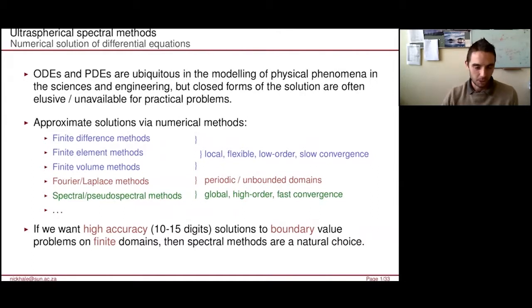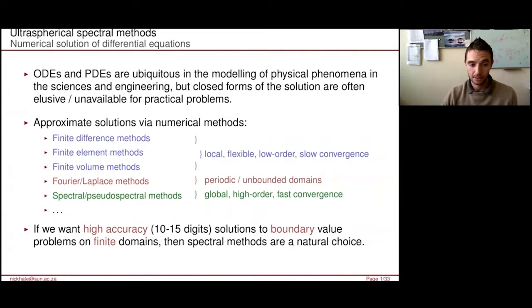So typically they're local methods. That typically means that we end up with sparse matrices when we end up doing these discretizations. They're very flexible. So if you want to try and do these in higher dimensions in multiple geometry, in complicated geometries, that's reasonably straightforward to do. It can be done. The downsides, though, are that they typically only give low-order convergence or slow convergence. So if we're looking for 10 to 15 digits of accuracy in our solutions, and that's what I'm going to talk about a bit later, it's going to be difficult to try and get that level of precision with these methods.